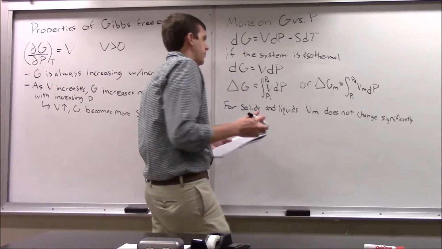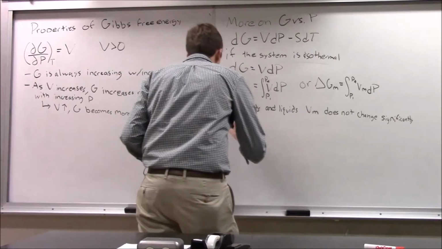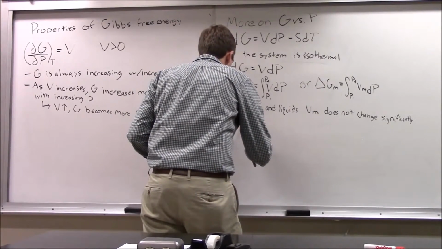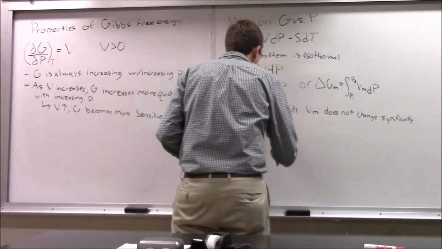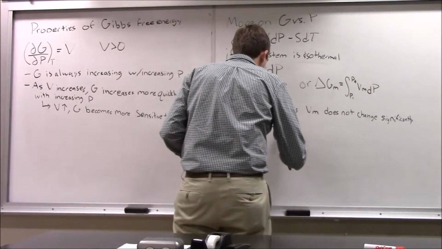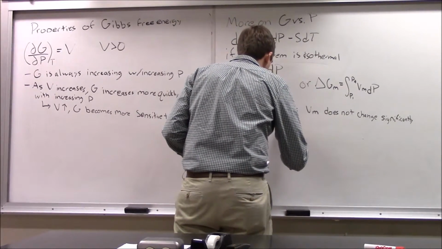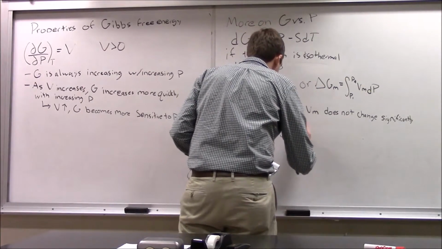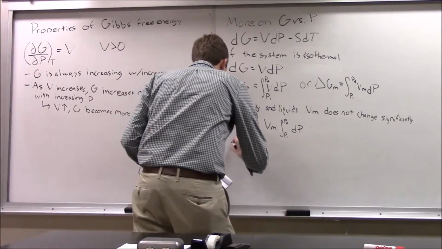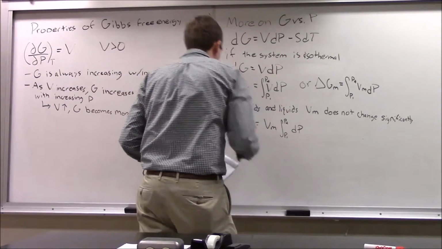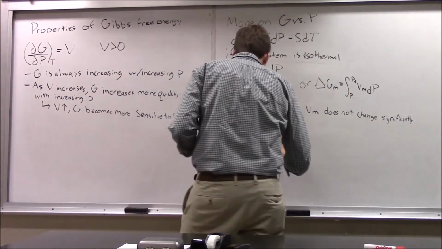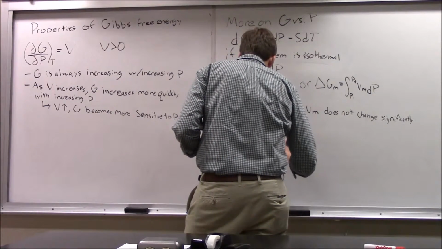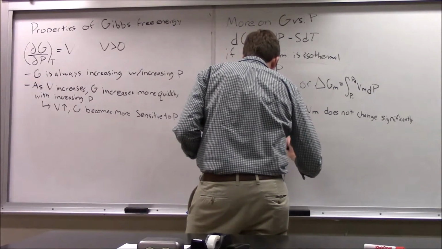It's a constant. So what we can write out is our change in molar Gibbs free energy is equal to Vm times the integral from P1 to P2 of dP, so my change in molar Gibbs free energy is equal to my molar volume times delta P.